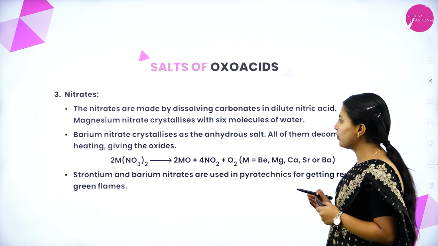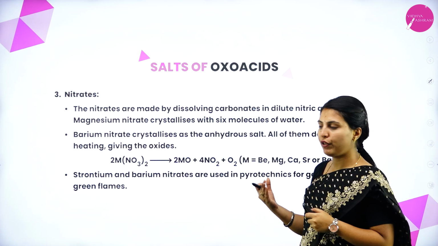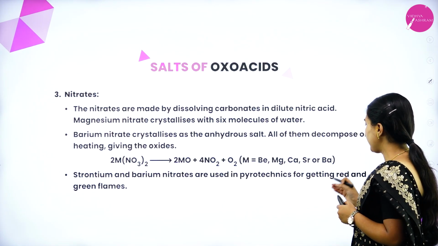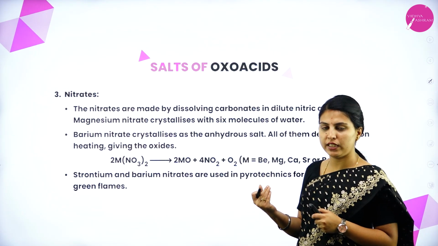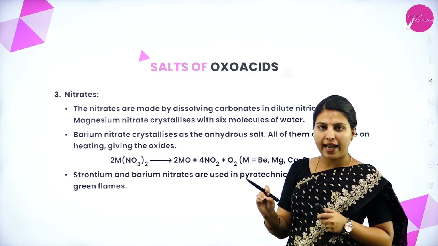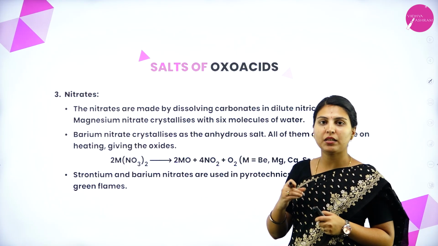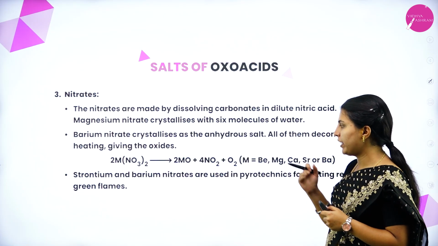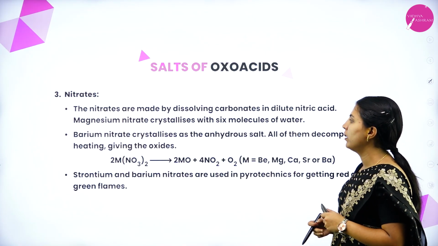All of them decompose on heating, giving the oxides. Strontium and barium nitrates are used in pyrotechnics for getting red and green flames. In salt analysis, we have seen that when a salt is taken on a watch glass, mixed with acid and projected to a flame, it imparts some colors: strontium gives red, and barium gives green flames. That is what they are explaining.